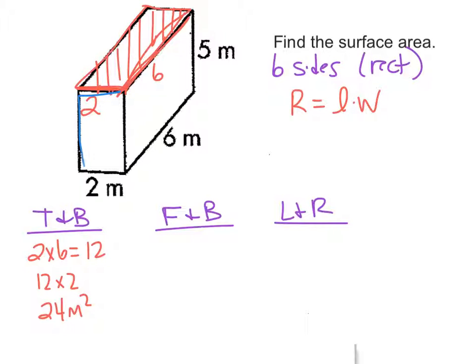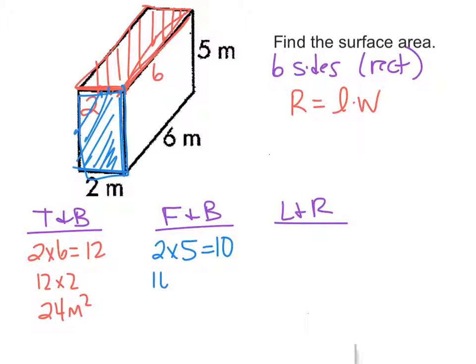So now I'm going to do the front. Okay, it's another rectangle, so I'm going to do length times width. The length is 2 times the width is 5. 2 times 5 is 10, so the area of the front is 10. To get the area of the front and the back, I'm going to do 10 times 2, which gives me 20 meters squared.